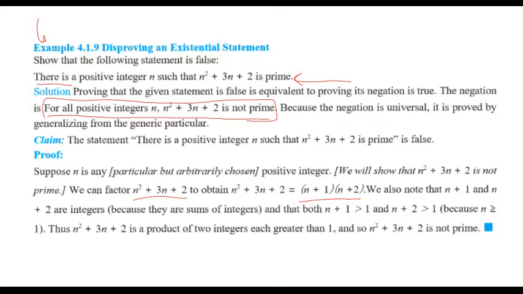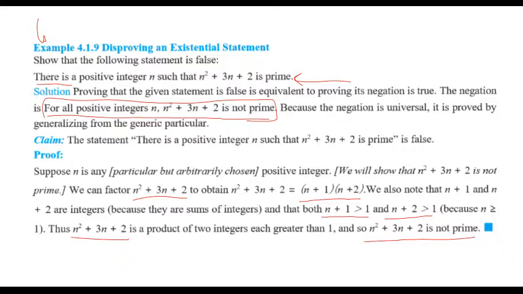And then both n plus 1 and n plus 2 are greater than 1 because n is a positive integer. So by adding 1 and 2 to a positive integer, the number that you get is greater than 1. So we conclude that n squared plus 3n plus 2 is a product of two integers, each greater than 1. And based on the definition of prime numbers, we conclude that n squared plus 3n plus 2 is not prime.